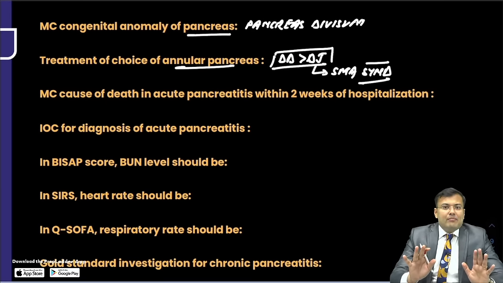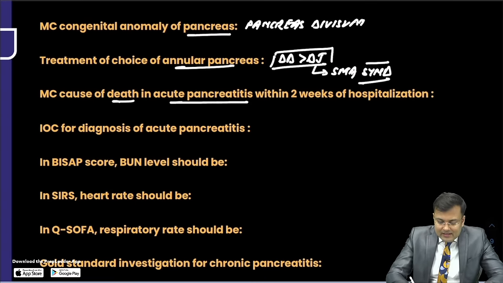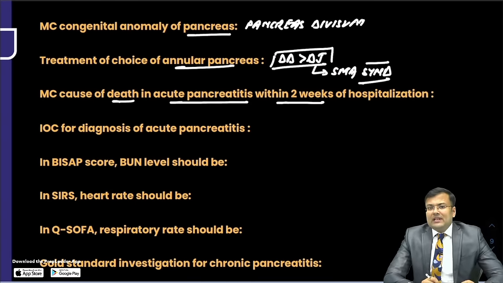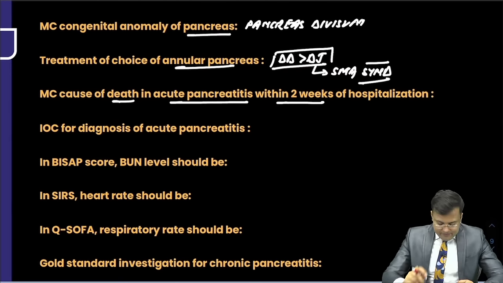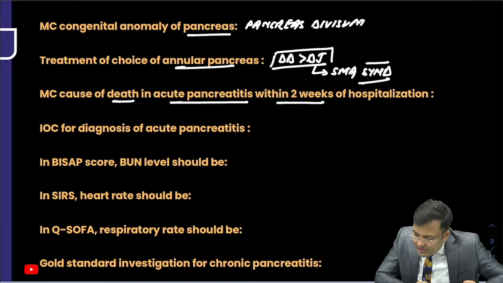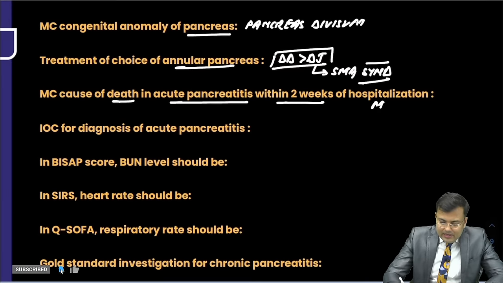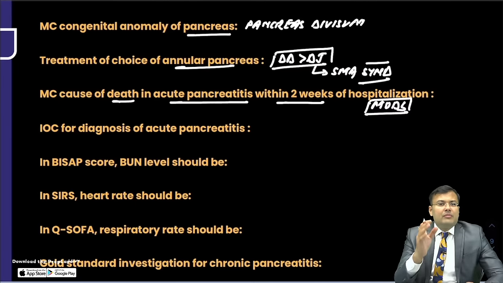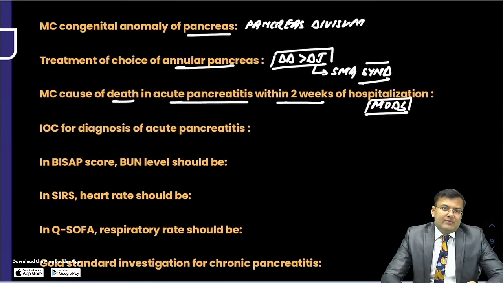Next, very important question. Most common cause of death in acute pancreatitis within 2 weeks of hospitalization. Waiting for your reply, guys, tell me. Very good. Nishchay Ghonge. Very good. This is MODS, multi-organ dysfunction syndrome. And if death occurs after 2 weeks of hospitalization, it is because of sepsis.